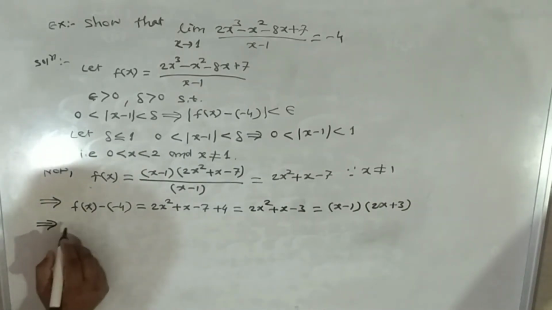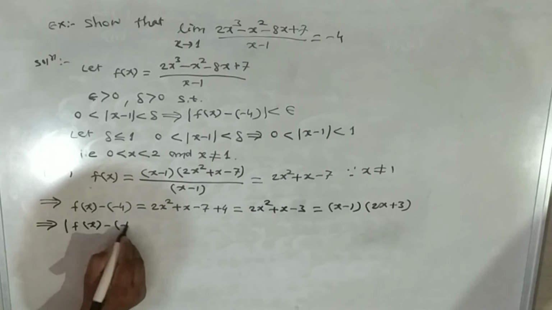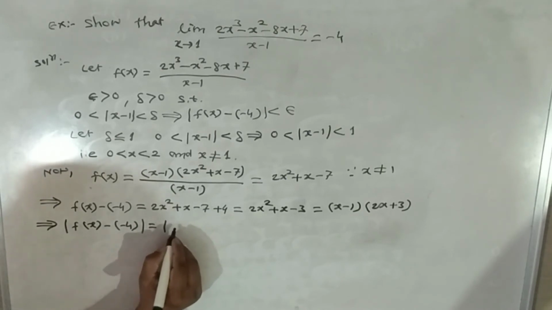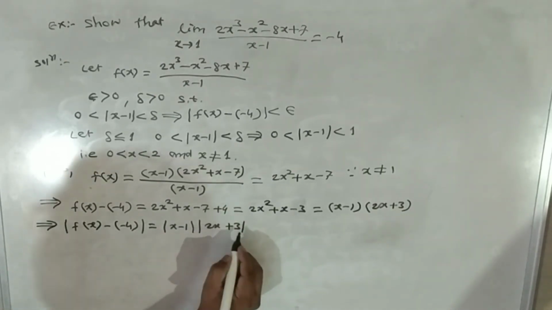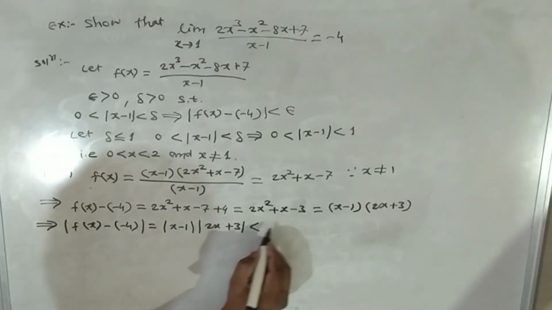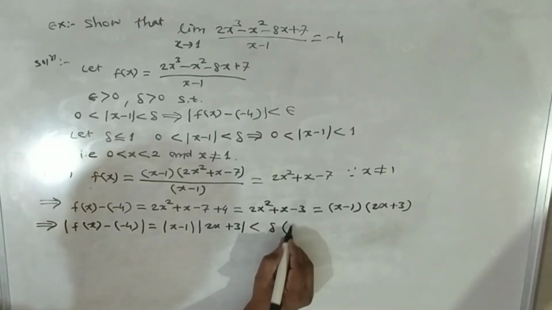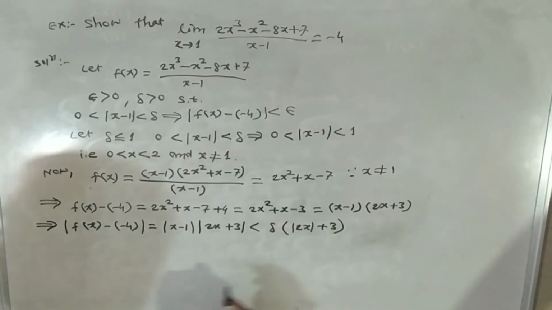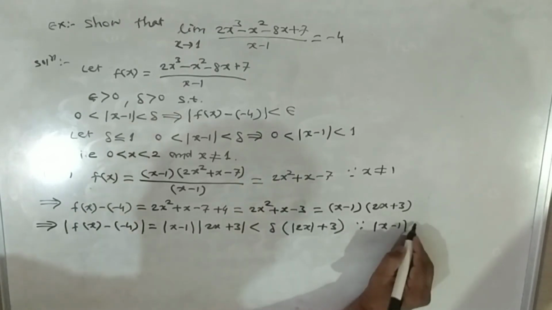Again, this implies that mod f of x minus 4 can be written as mod x minus 1 mod 2x plus 3, which is strictly less than delta mod 2x plus 3, if this mod x minus 1 is strictly less than delta.